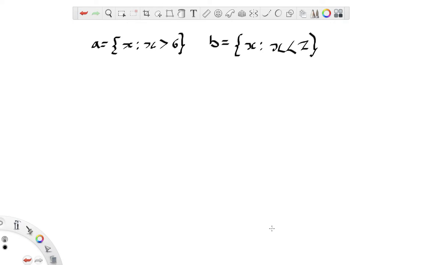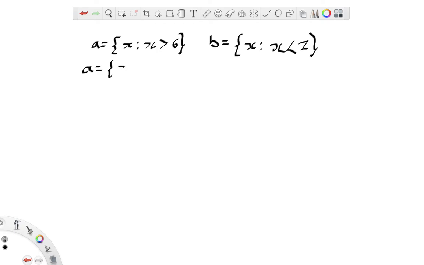So now I've changed what the sets A and B are. A is now the set of x such that x is greater than 6, and B is the set of x such that x is less than 2. Okay, so what are A and B in numbers if we want to get rid of the mathematical notation? So x is greater than 6.